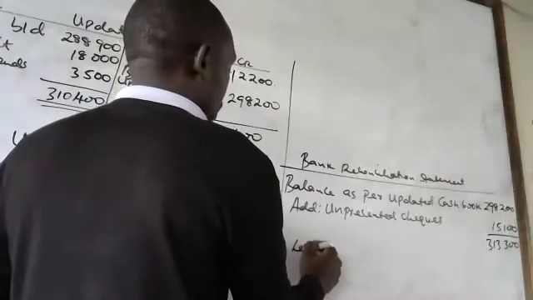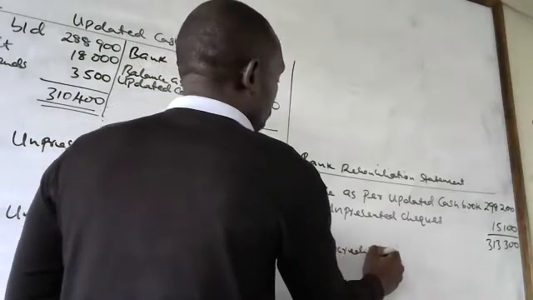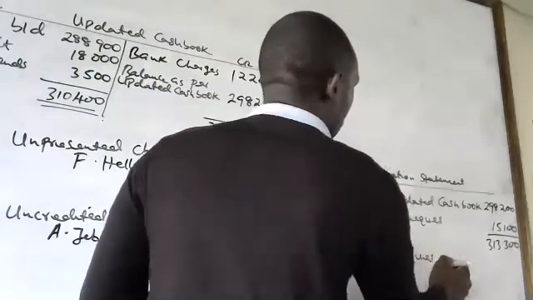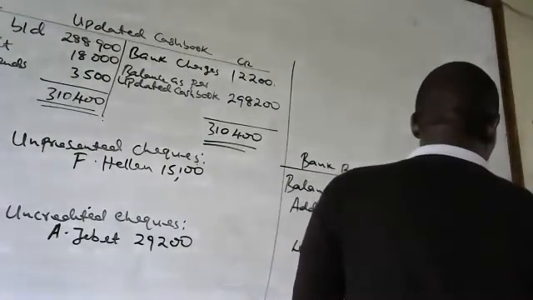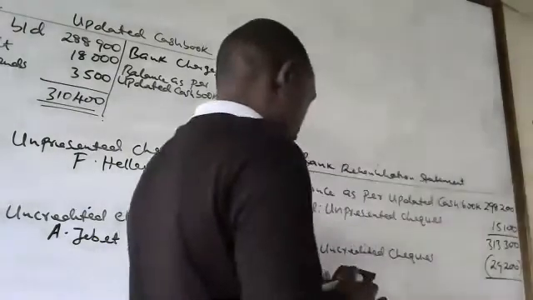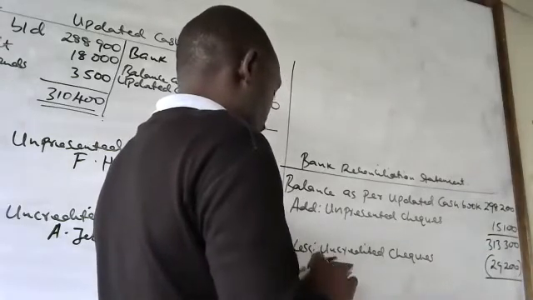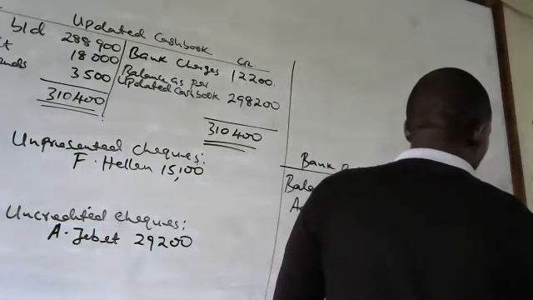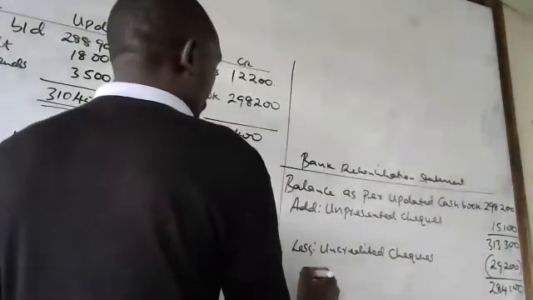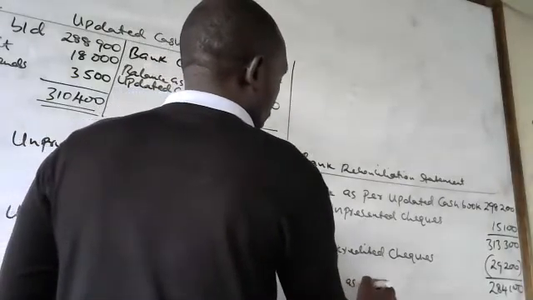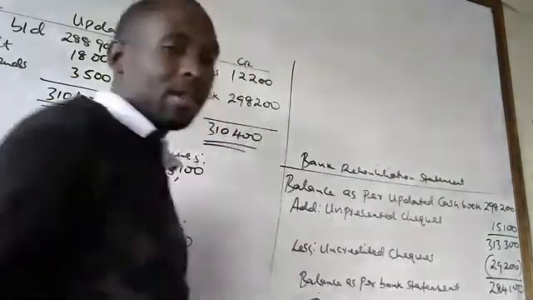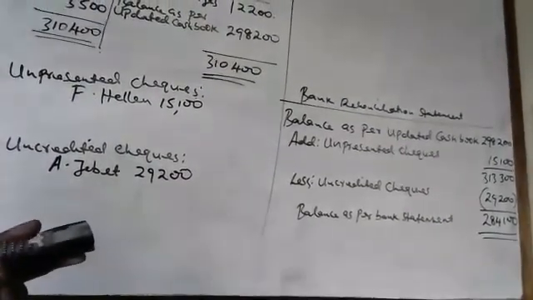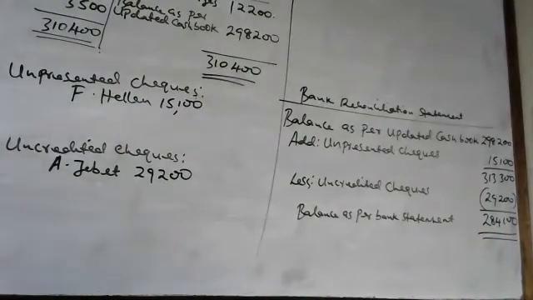Then from there you less uncredited checks. The uncredited check we have found is this one for A Jebet. We received it. It has not been credited in our bank account, 29,200. If we minus that, minus 29,200, we get the balance as per bank statement. Balance as per bank statement, you get it like that.